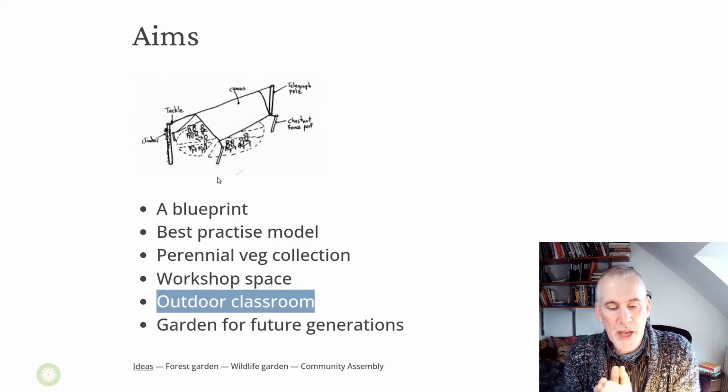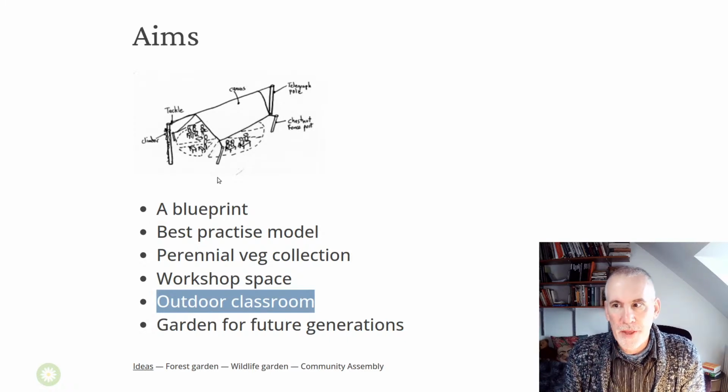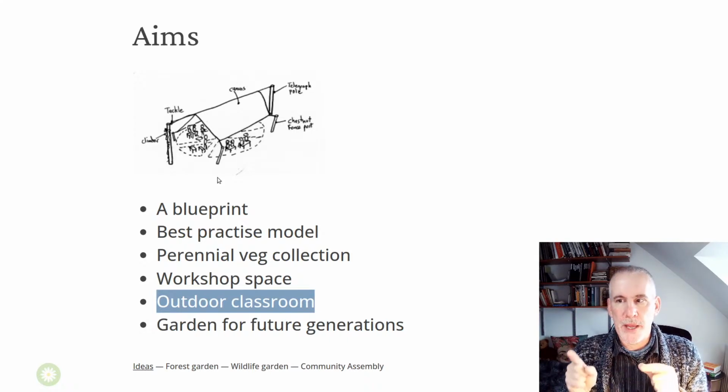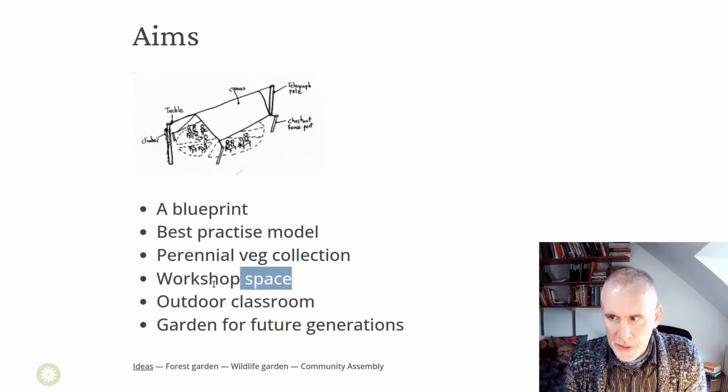And I just wanted to have that as a regular thing for the school, this kind of ongoing education about nature, and you need to have the space for it, and this is the space for it. So for me, the perennial plant library and the outdoor classroom are really foundational at this stage. And the other thing is the workshop space.